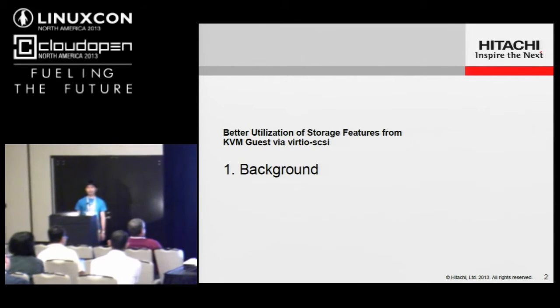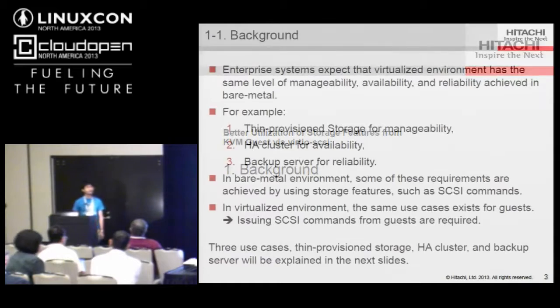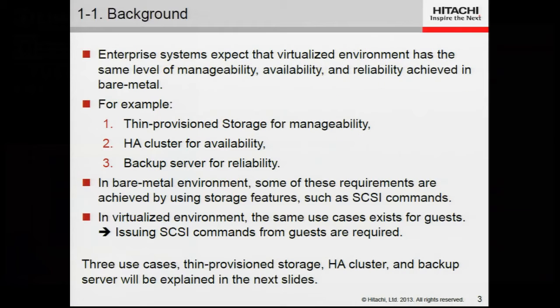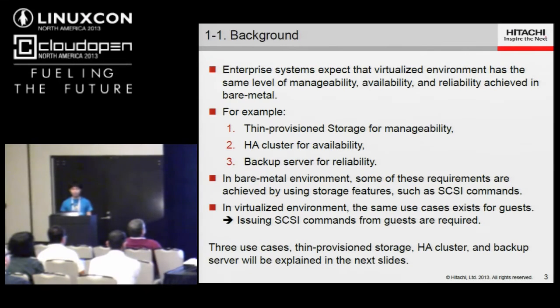Okay, let's start from the background. Enterprise systems expect that a virtualized environment has the same level of manageability, availability, and reliability achieved in bare metal. For example, thin provision storage for manageability, HA cluster for availability, and backup server for reliability. In bare metal environments, some of these requirements are achieved by using storage features, such as SCSI commands.